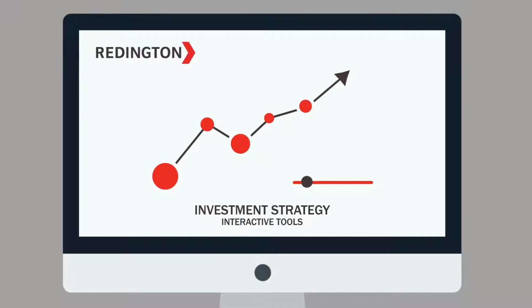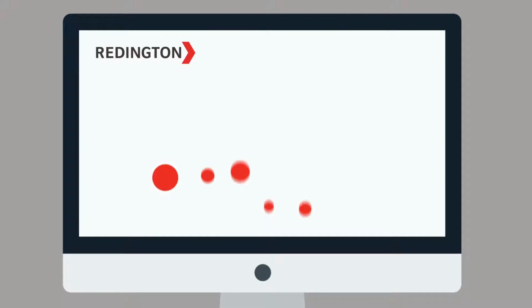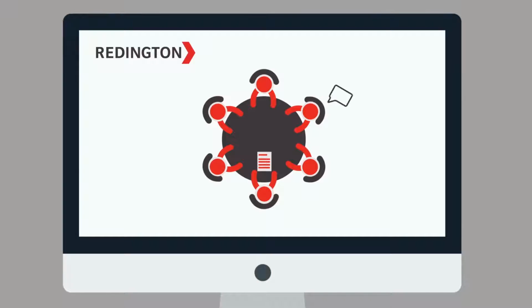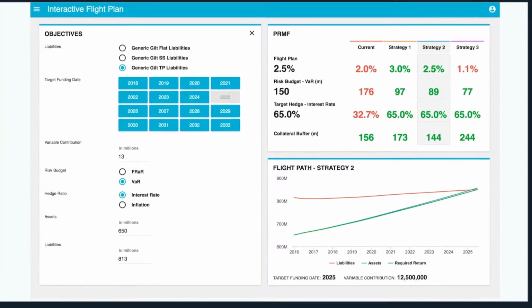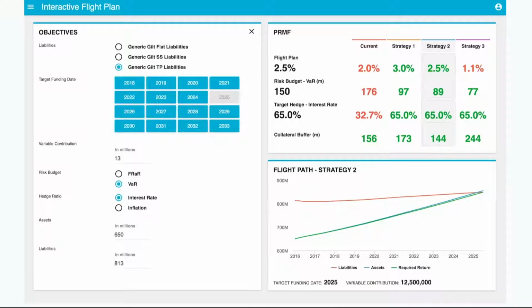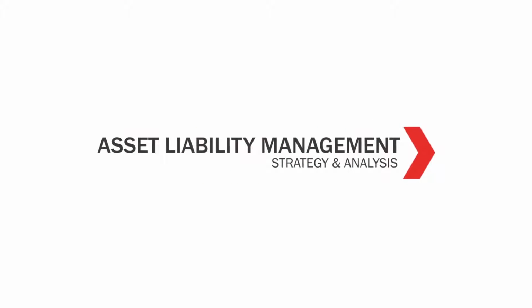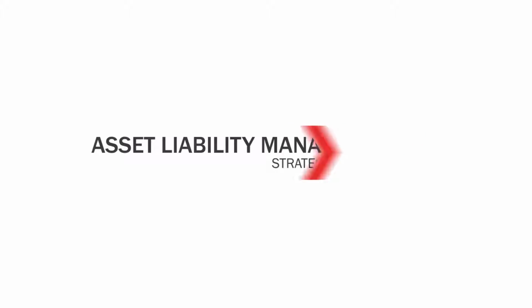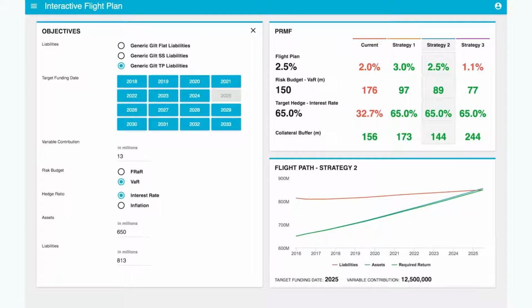the power of interactive tools in helping trustees set investment strategy and to understand some of the trade-offs behind investment decision-making. Okay, so here I'm going to run a quick ALM analysis for a typical pension scheme using Redington's interactive tools. We've preloaded some data into the system to represent a typical pension scheme.